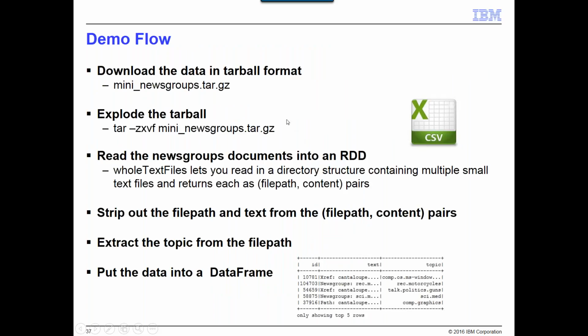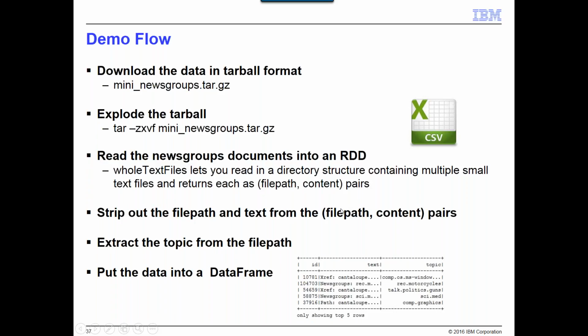So the demo flow looks like this. The place I referenced earlier has a download site where you can download the mini newsgroups, which is the 2,000 rather than the 20,000. It's in tar.gz format, so you can download the tarball. We'll do that in the notebook and explode it using tar. Then we're going to read the newsgroups into an RDD using a method in Spark called wholeTextFiles. What wholeTextFiles returns is basically an RDD pair, or a tuple, that has the file path and the content. We'll see how to deal with that.